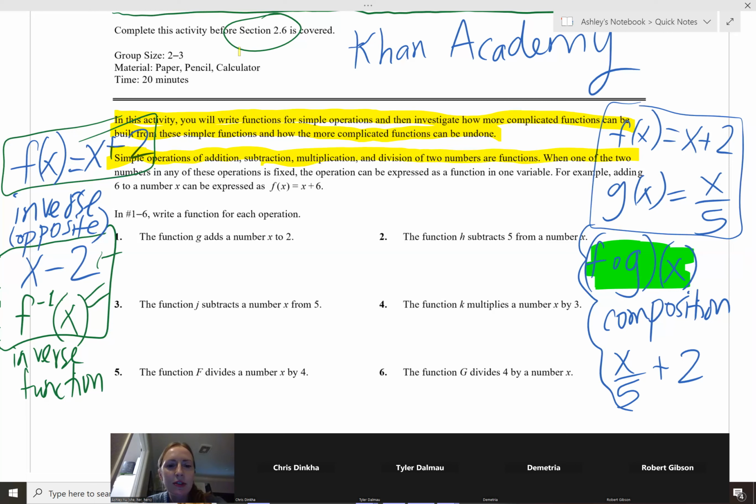Simple operations of addition, subtraction, multiplication, and division of two numbers are functions. So if you've seen functions, chapter 2 kind of talks about them in so much detail.